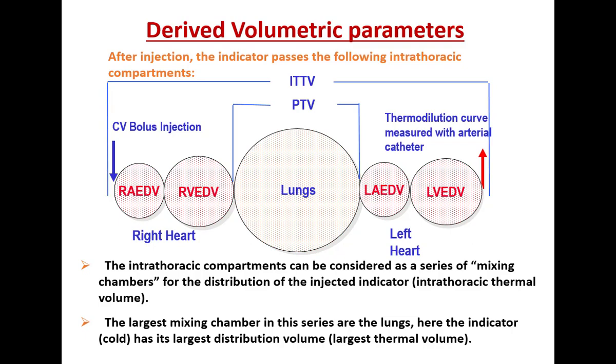So what happens is that the intrathoracic compartment can be considered as a series of mixing chambers. Mixing chamber as in, from the right atrium, injecting the cold bolus, it is going into the right ventricle. From there it is going into the lungs through the pulmonary artery. This is the largest chamber effectively because it has the maximum surface area. Then it comes to the left atrium, then the left ventricle, and then through the aorta it is going to where it is being measured.